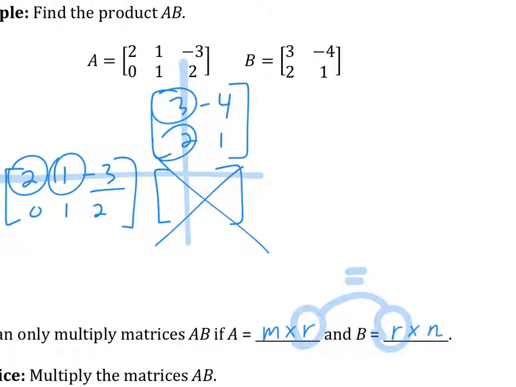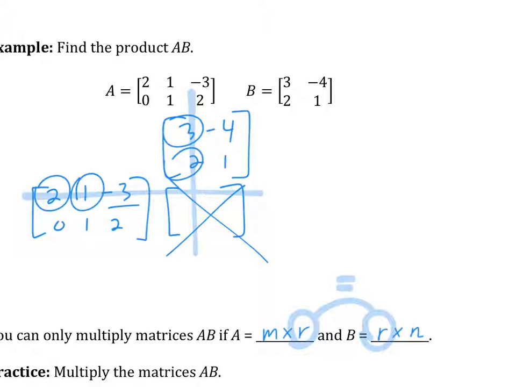So for example, if we look at the one that we just finished, what is the size of A? 2 by 3. What is the size of B? 2 by 2. Okay, you can see that the two numbers in the middle are not the same, and that is why you cannot multiply. Good? Okay, so just kind of review from last year.